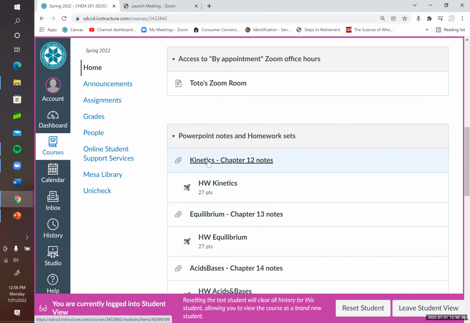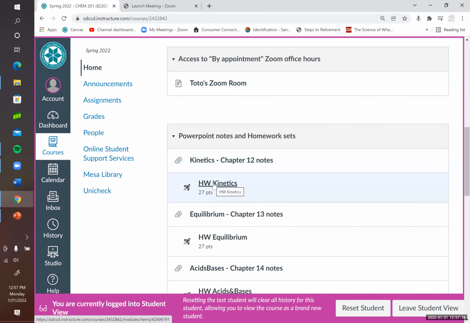Down here is the PowerPoint notes, which we're going to use to talk about the concepts. So it's kind of a springboard into our discussion. We'll look at those notes and we'll work through the concepts. And this is a good spot for you to ask questions. So when we get together in our discussion format, either in Zoom or face-to-face, we'll be going over these notes. And it's kinetics. We're going to start with chapter 12 in the textbook.